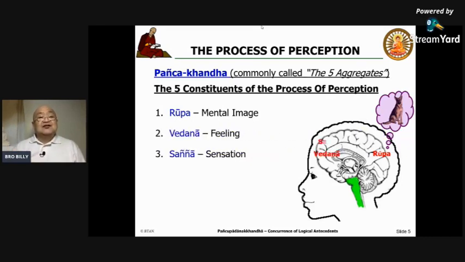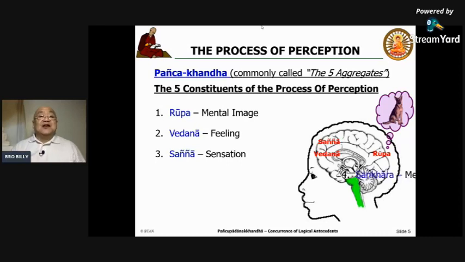And the second constituent of the process of perception, together with the third, they go together. Vedana and Saññā. These two always go together. I will explain later on why they go together. They are not separable. You cannot have Vedana without Saññā. You cannot have Saññā without Vedana. They go together. And I'll come to these in great detail later on about Vedana and Saññā.